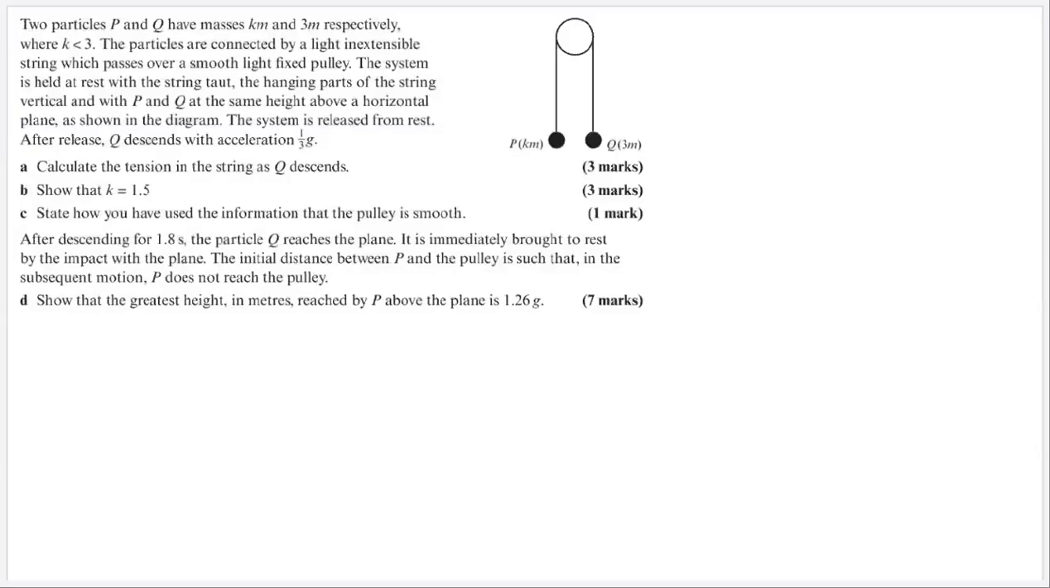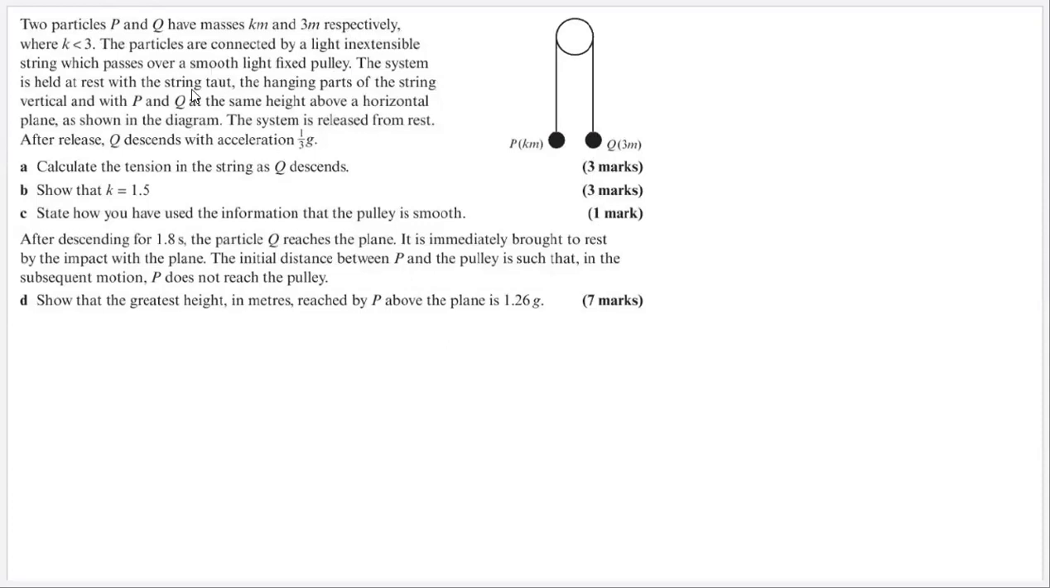Pause the video if you need to read the question. I highly recommend that. So we're told at the beginning that k is less than 3. That just says that the km mass is the smaller of the two masses, or the lighter of them. So that's going to accelerate up, and Q is going to accelerate down. It's the heavier one. Fine.